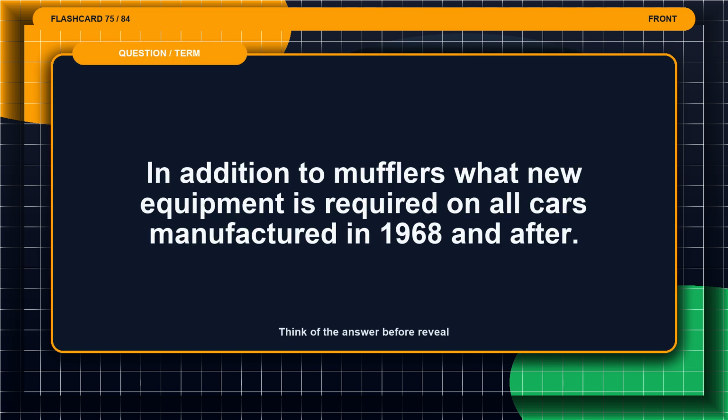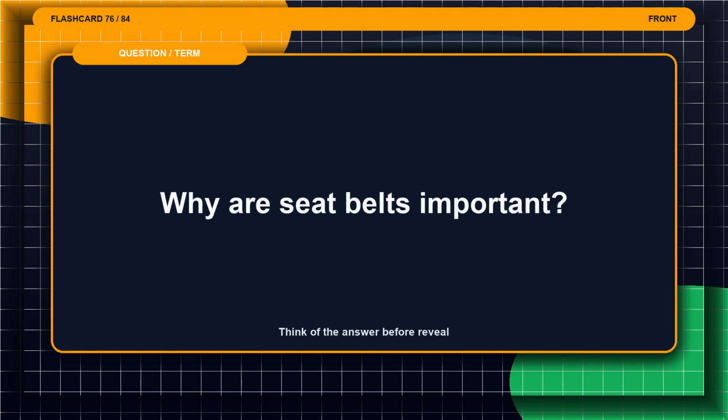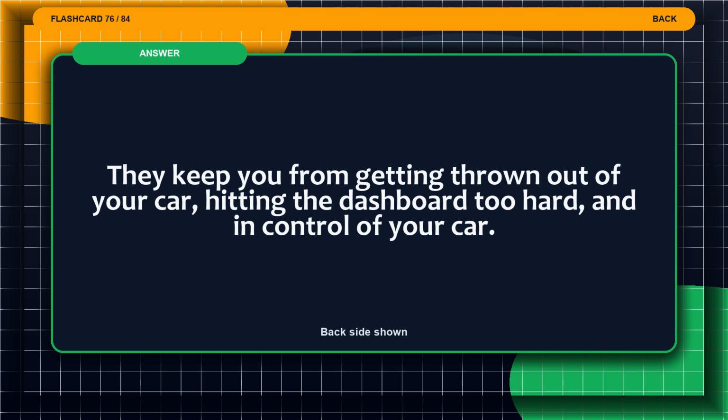Flashcard 75. In addition to mufflers, what new equipment is required on all cars manufactured in 1968 and after? Think of the answer before the reveal. The answer is an exhaust emission system. Flashcard 76. Why are seat belts important? Think of the answer before the reveal. The answer is they keep you from getting thrown out of your car, hitting the dashboard too hard, and in control of your car.